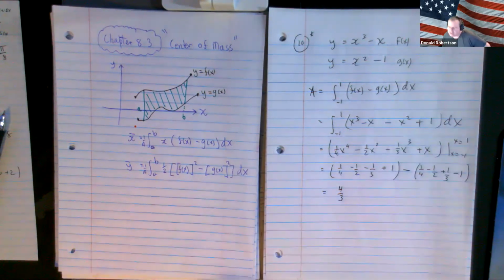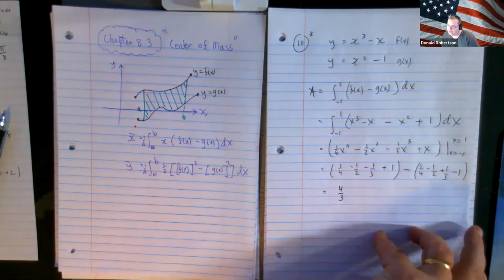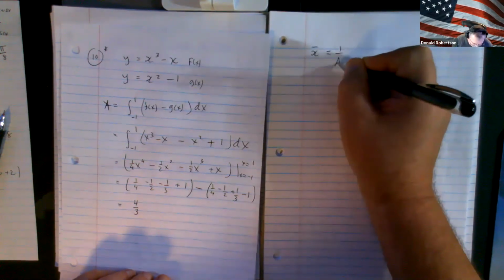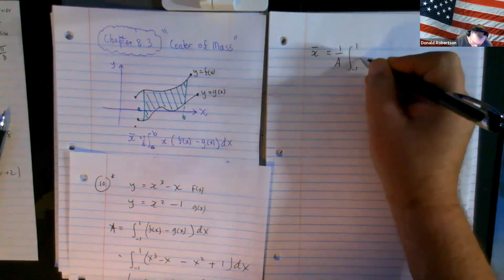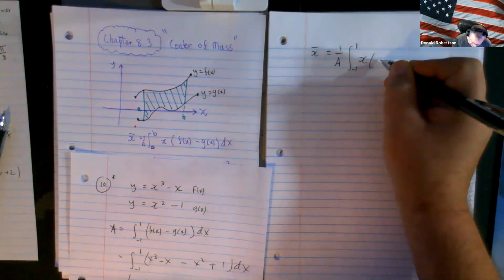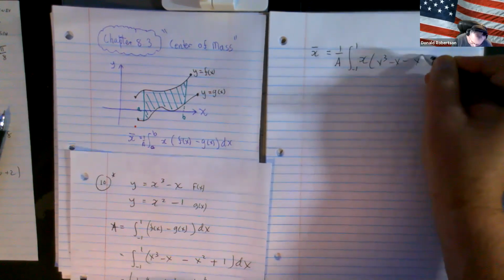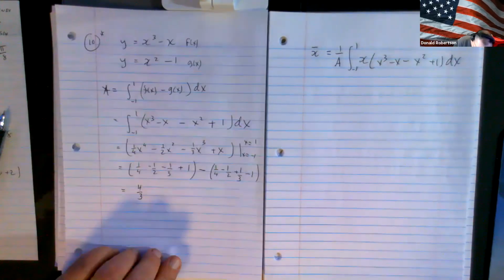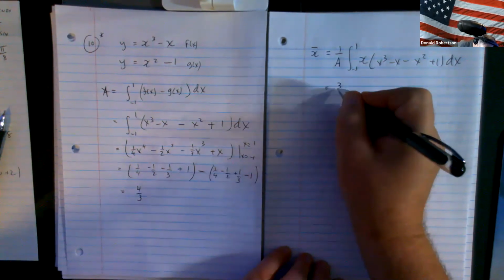And that's just to find A. We've only really scratched the surface. All I've done is found A right now. So, x bar is 1 over A, the integral from -1 to 1 of x, f of x, which is this guy, take away g of x, which gets you that, dx. Now, since A is 4/3, 1 over A gets you 3/4.